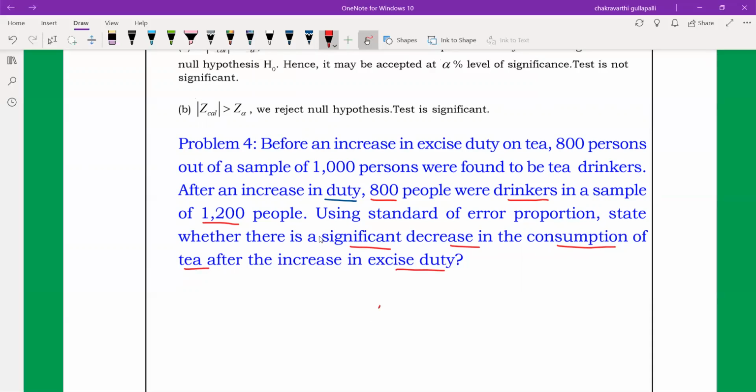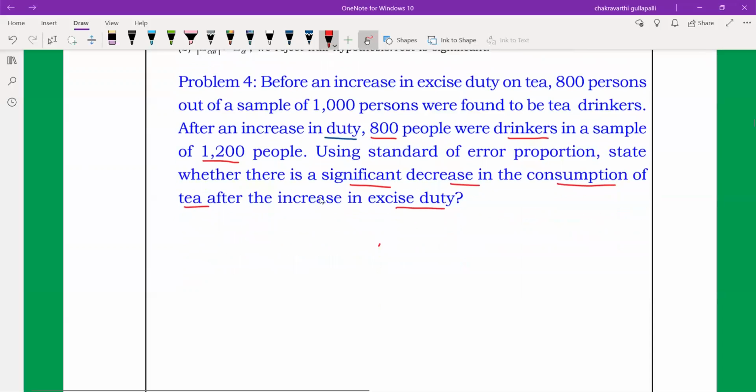Now we have to investigate. The corresponding department is very much interested in investigating this. So before the increase in the excise duty and after the increase in the excise duty, is there any change in the proportion of tea drinkers?